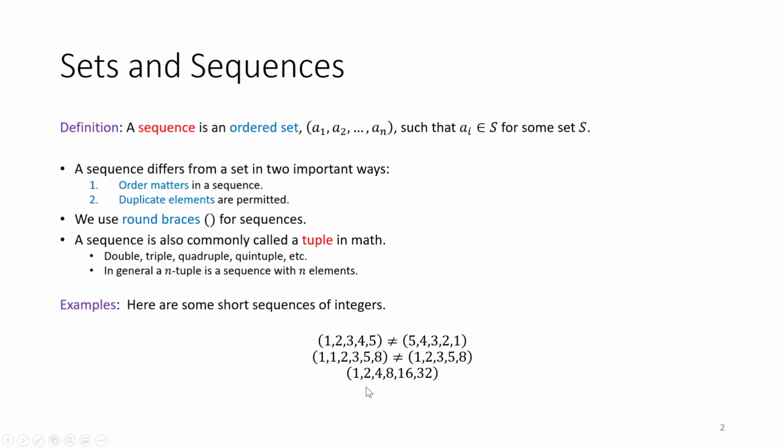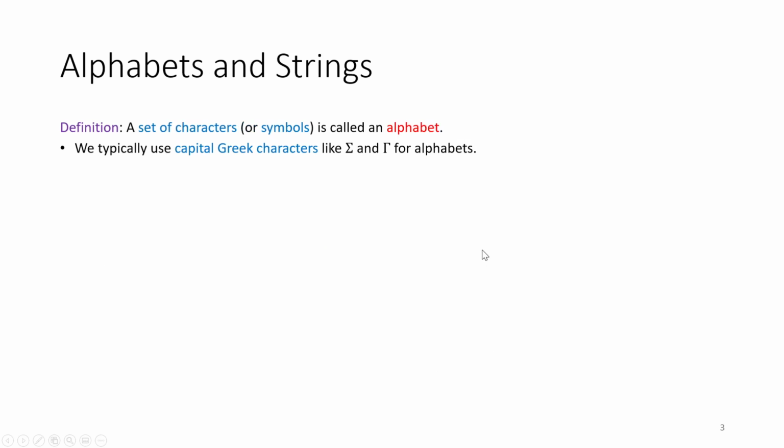And then finally, I've just got another example of a sequence. This is a sequence that looks like the powers of 2, and we could imagine extending this to an infinite sequence by just including all of the powers of 2 that come after. Of course, here I stopped at 2 to the 5th.